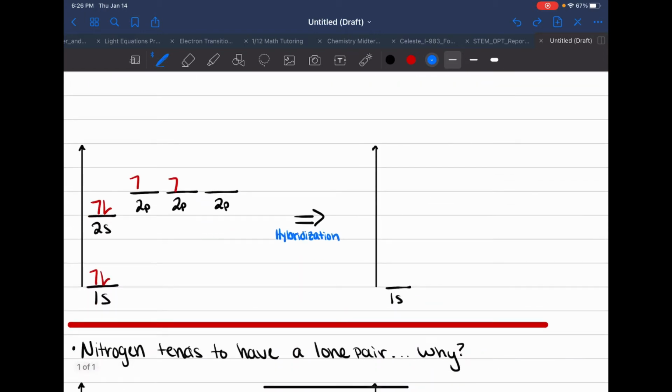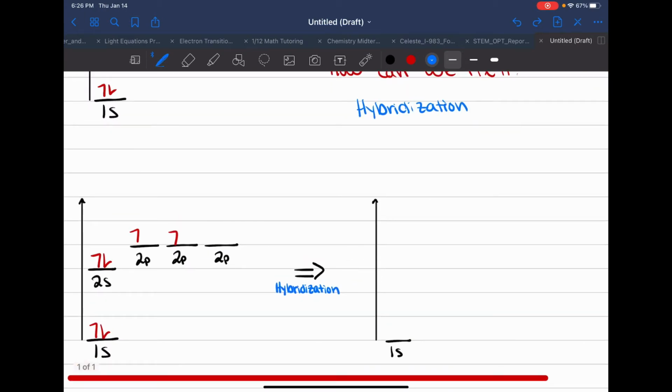So let's go on to the hybridization component. Again, we have our traditional carbon ground state configuration. But now we're going to undergo this process of hybridization. What you may have noticed is that on the right side of this hybridization process, I still have my 1s orbital saved. Can you think about why we didn't even touch the 1s orbital? Do you remember what we talked about with the noble gas configurations?